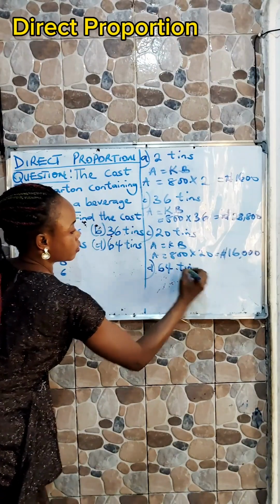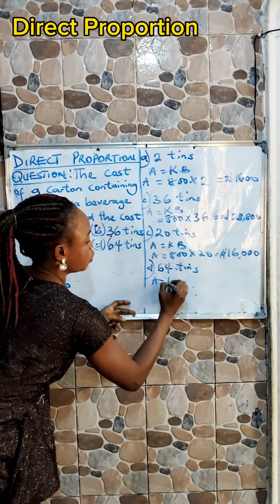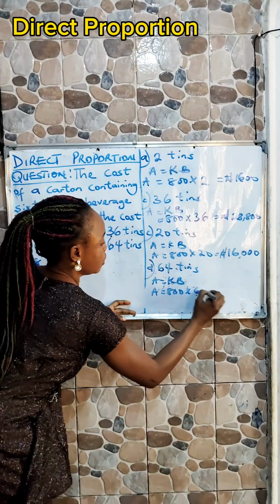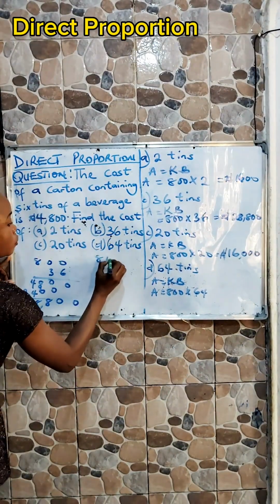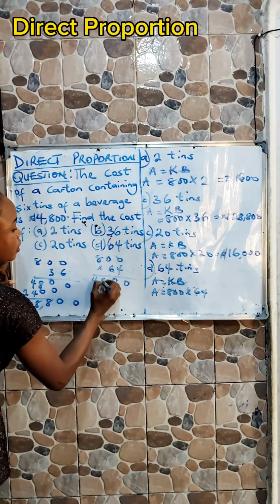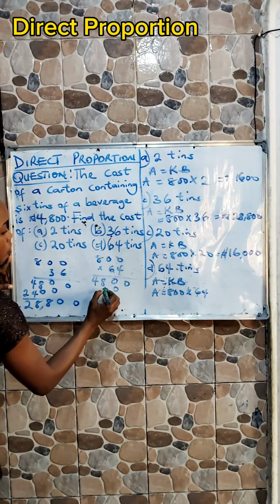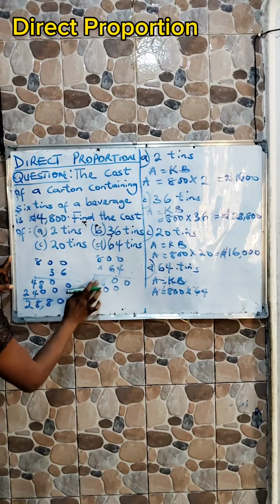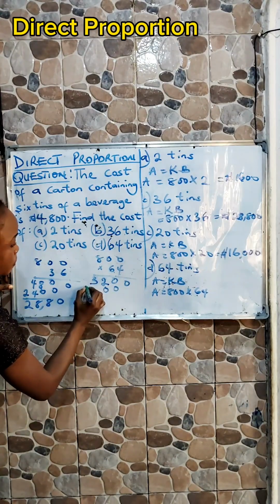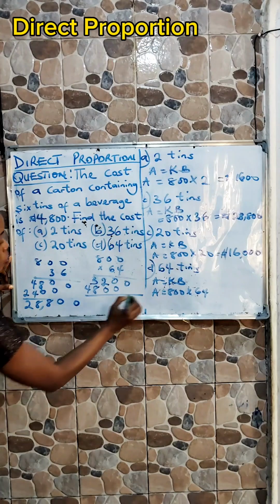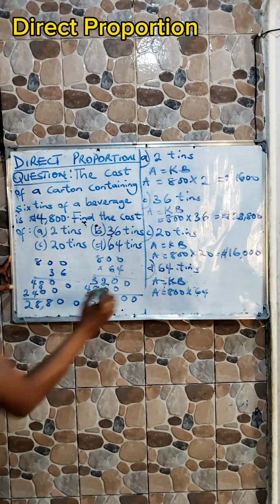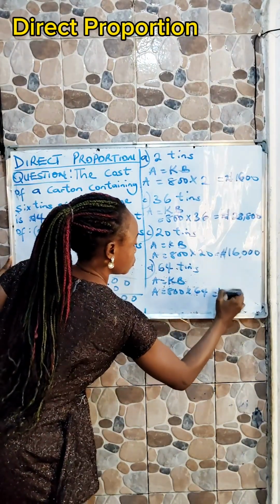Now for the D part, 64 things. A is equal to KB. A is equal to 800 multiplied by 64. Let's do that here. 800 multiplied by 64. And our answer will be equal to 51,200.